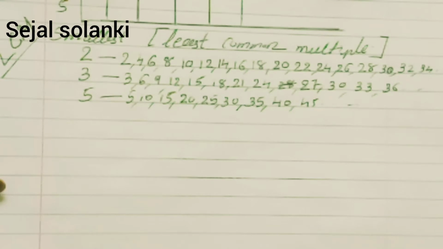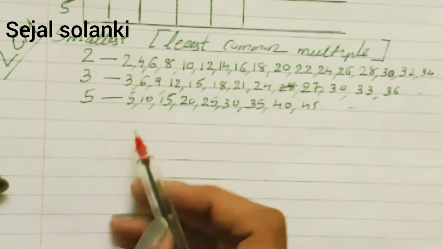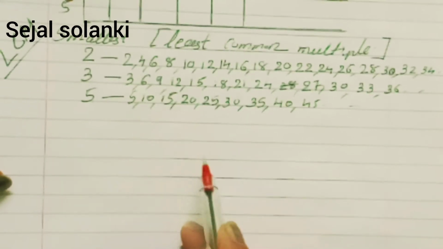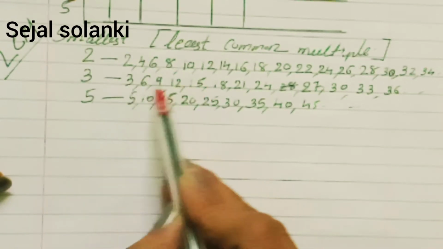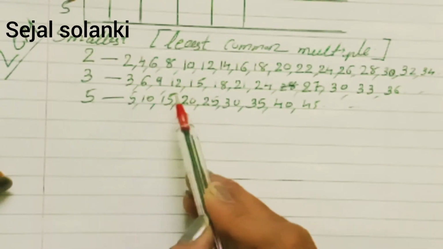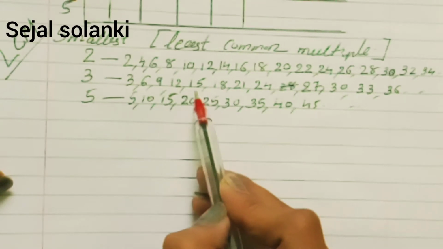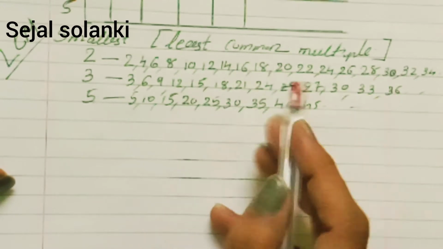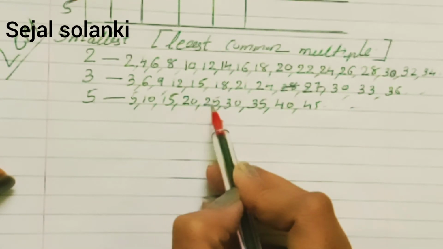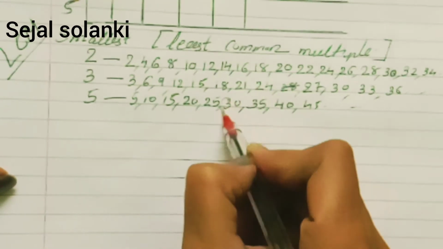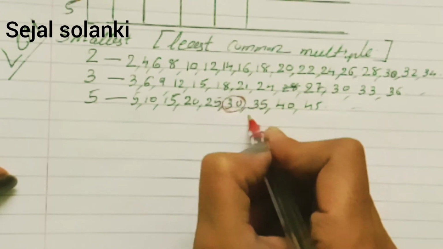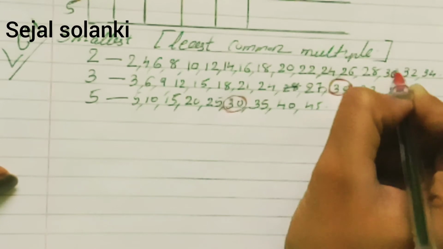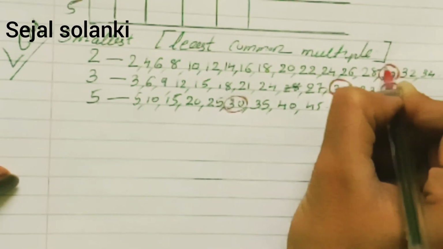So we wrote the multiples of 2, 3 and 5. Then we will find the common multiple, the smallest common multiple. So first let's check the common multiple. First 15. 15 is here and here also, but 15 is not in 2's table because it is an odd number. So let's check the other one, 30. Okay, 30 is here. Then it is here in 3's multiples also and it is in 2's multiples also.